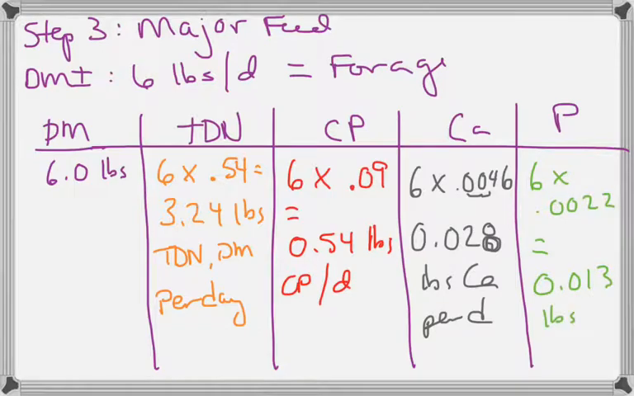And so we're able to find out from our major forage how much nutrient that animal is getting. So that's step 3. The major feed is contributing 3.24 pounds of TDN, 0.54 pounds of protein, 0.028 pounds of calcium, and 0.013 pounds of phosphorus per day. So make sure you're comfortable with those numbers, and then we're going to move on to step 4 in the next screen.